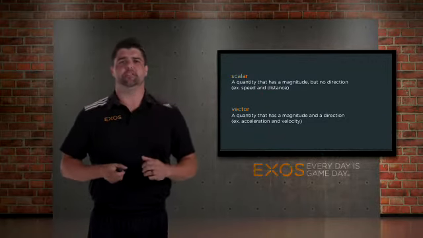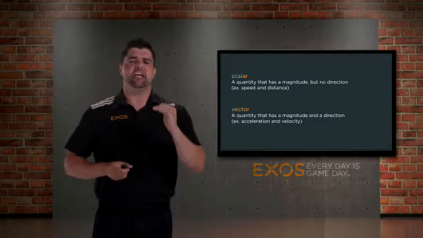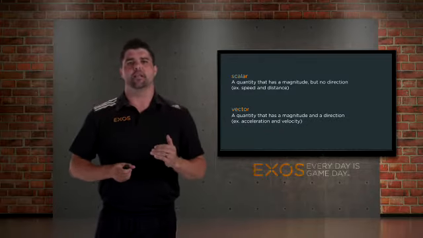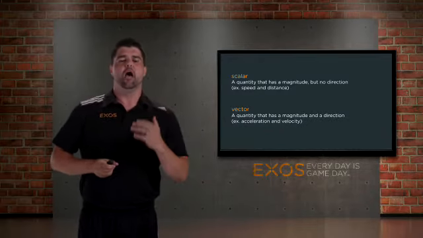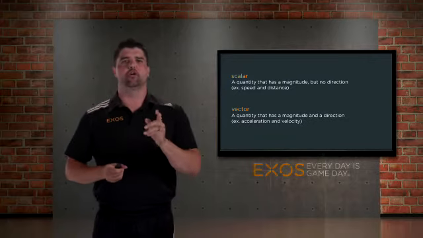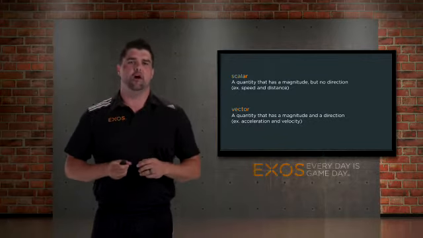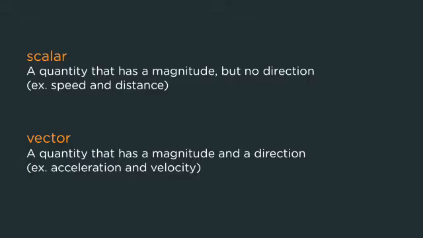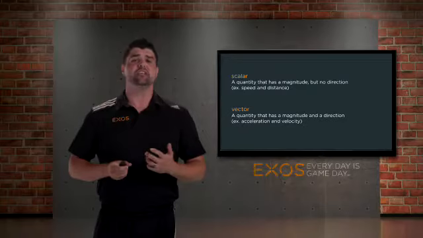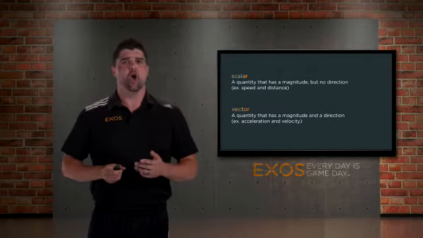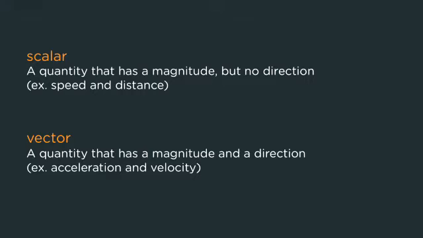The second set of definitions that we want to bring our vision to is scalar versus vector quantities. And very much so conceptually, both of these definitions are critical to how you go about coaching and developing linear speed. From a scalar perspective, it's a quantity that has a magnitude but no direction. So things like simply speed and distance. Whereas vector quantities are a quantity that has a magnitude and a direction.